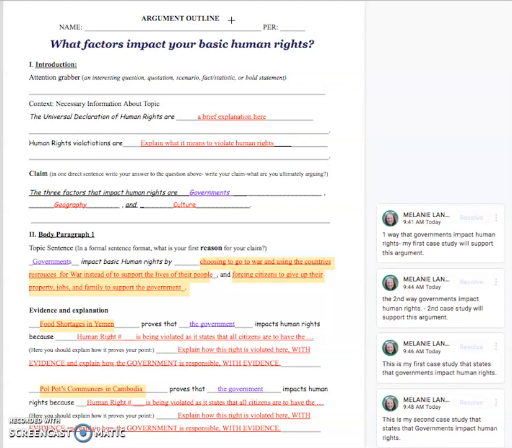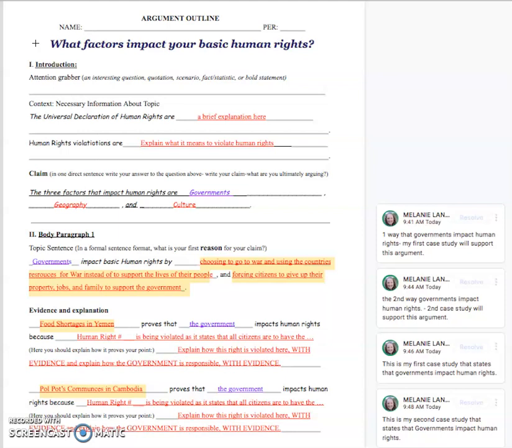You can write right on it as you plan and prepare, or you can go ahead and start writing in your document for Mrs. House that is uploaded in Google Classroom. When you go to get started, the first thing you want to think about is answering this question at the top. What factors impact your basic human rights? That is what we are working to answer with all of our case studies and our research.